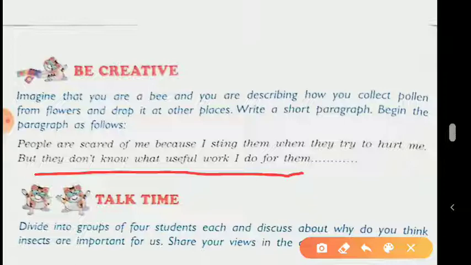Though I am small, but I keep the cycle of life turning. Now, this is what a bee wants to describe. And we have imagined ourselves as a bee and we have written this paragraph from the point of view of a bee.